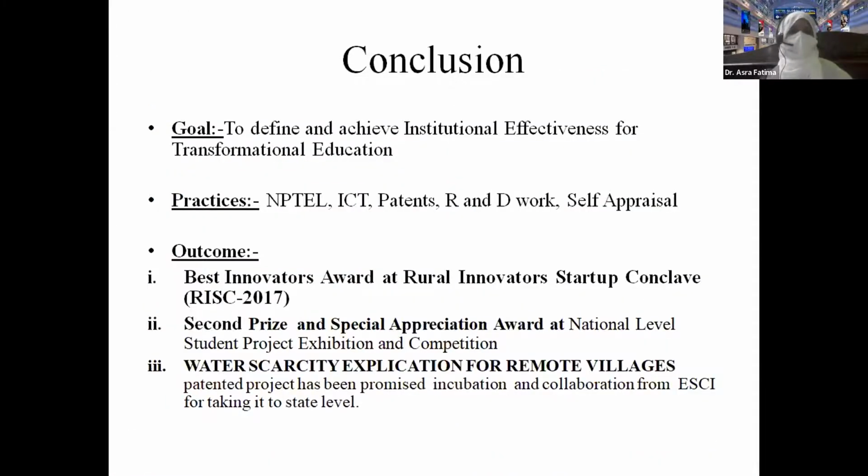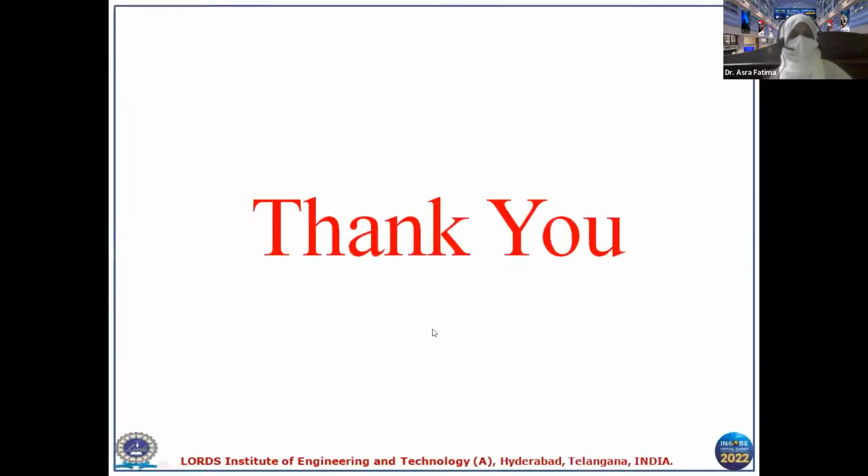So this is my basic conclusion. The goal of it is actually the title. The practices are actually which I have mentioned the same. And coming to the outcome, as I mentioned, the three parts of it, that is the best innovator awards, which our faculty and the students have bagged. And coming to the next part, which is the second prize, special appreciation awards for the manholes and so on. And the last one, which is this water scarcity, because many of the places are having water problems. Many of the states are having that problem, and so a patent has been filed by the students and even faculty on how you will try to provide water, how you will resolve the water scarcity problem in remote villages. I thank you all.